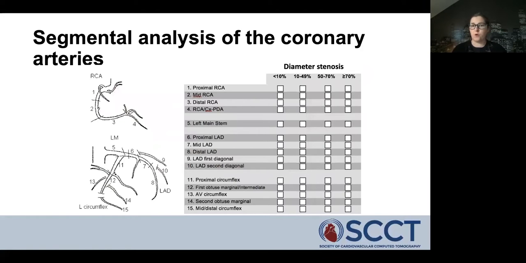When we're talking about all of these different segments, it can suddenly become very confusing. But if you think of it in a very structured and organized way, and are very methodical about it, looking at each in turn, you'll not miss anything. Again, in the SCCT guidelines, there is a lovely diagram that helps you understand where each of these segments are. According to standard classifications, these have numbers, but we usually use the descriptive terms: proximal right coronary, mid right coronary, distal right coronary, etc. We normally talk about 15 segments of the coronary arteries, although people can have many diagonals and many obtuse marginals; it does vary from individual to individual.